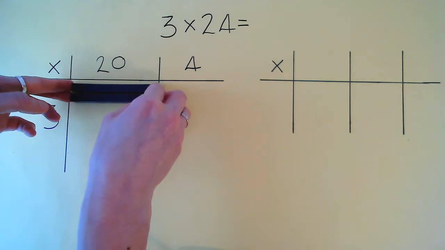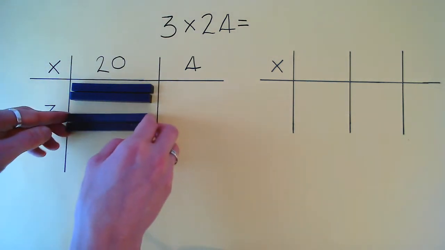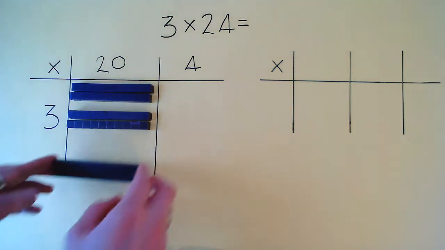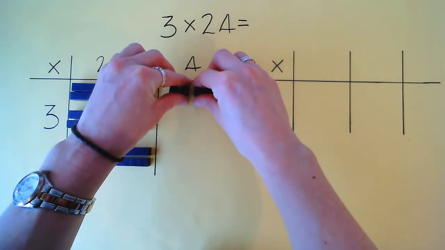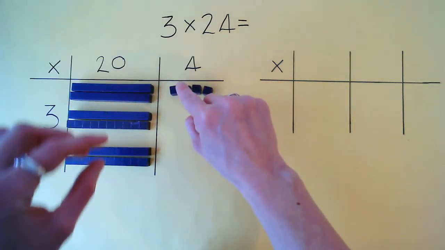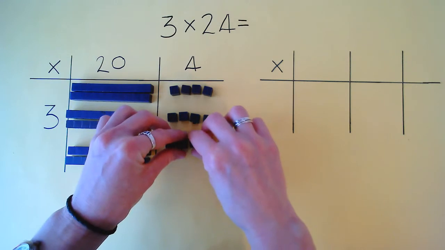So I've got, we know this is 10, so this is 20, so that's 1 lot of 20, 2 lots of 20, 3 lots of 20. And then I'm going to do my ones, so I've got 1 lot of 4, 1, 2, 3, 4, 2 lots of 4, and 3 lots of 4.